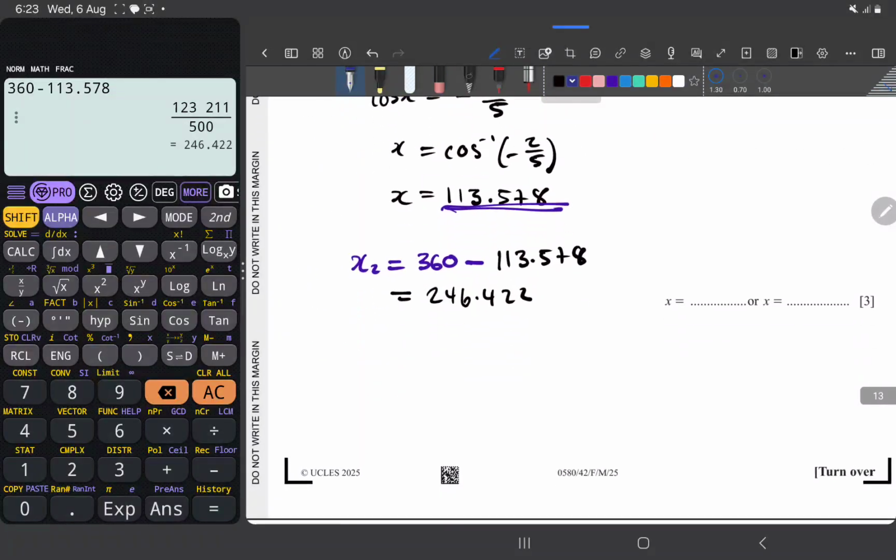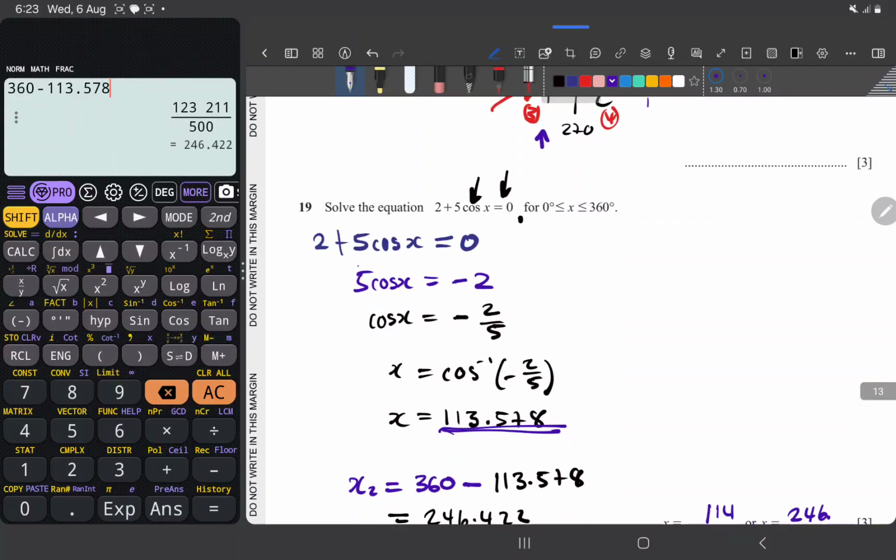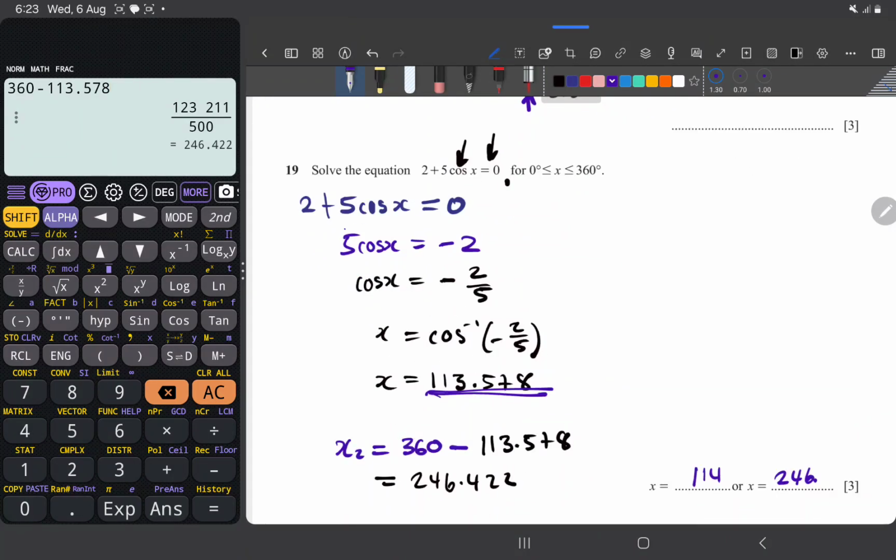Okay, so now what is it? You have your two solutions for x. What is it? 113 point. Okay, you can put it to 3 significant figures, so this would be 114, and then for this other one it is 246. This is how they solve it. And look here, you would be done. So we found a value, but we used it to find other values using those rules. You understand? And you'll be having your solution.